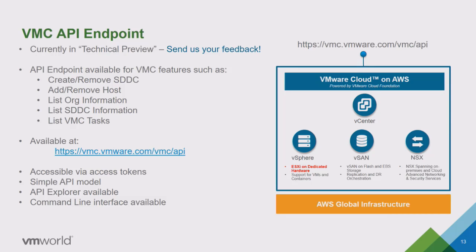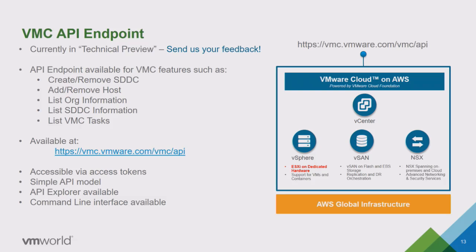Going one step further down into the VMC API endpoint, we can see that we actually have vmc.vmware.com/vmc/API. So this is where the API exists for the VMC endpoint, and then you'll be able to bring this up. It's currently in a technical preview mode. So what that means is you can use it, but it may change in the future.